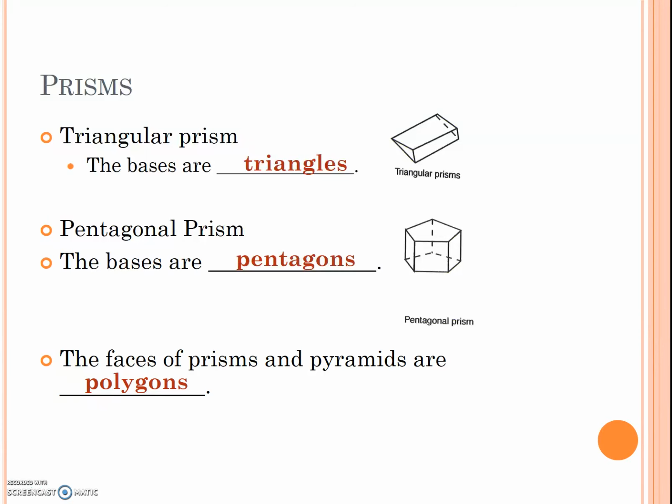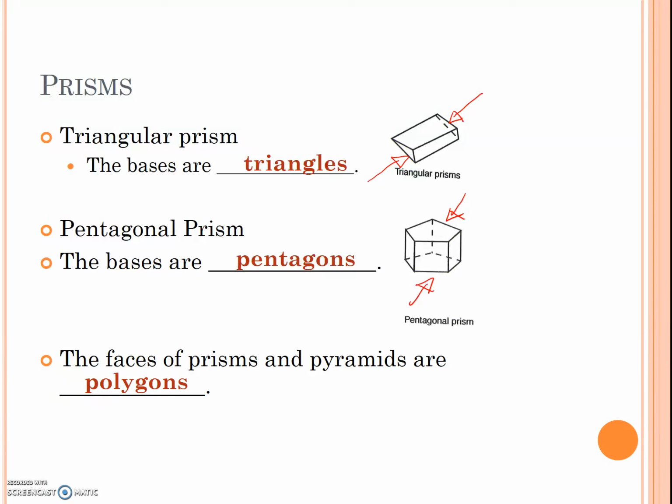So let's just remind ourselves what that means really quick. In a triangular prism, it has two triangles that are the same shape and size for each base. A pentagonal prism has two pentagons, two polygons that are the same shape and size, for its bases. But it says here the faces of prisms and pyramids are polygons. Okay, so that's a little bit confusing, isn't it? Because again, what's the difference between a base and a face?